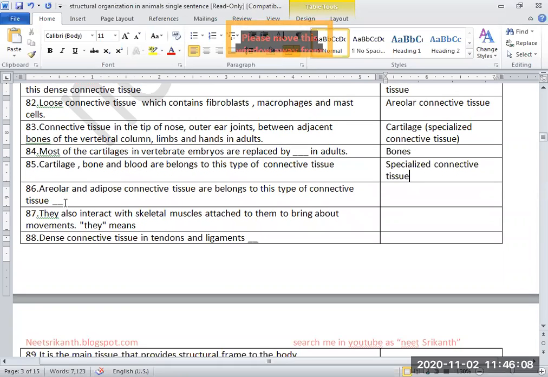86. Areolar and adipose connective tissue belong to this type of connective tissue: loose connective tissue. They also interact with skeletal muscles attached to them to bring about movements. What is the meaning of they? Bone. Yes, very good.